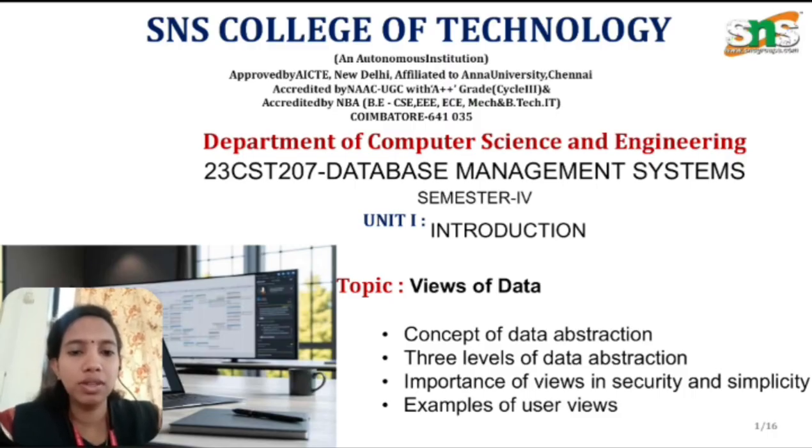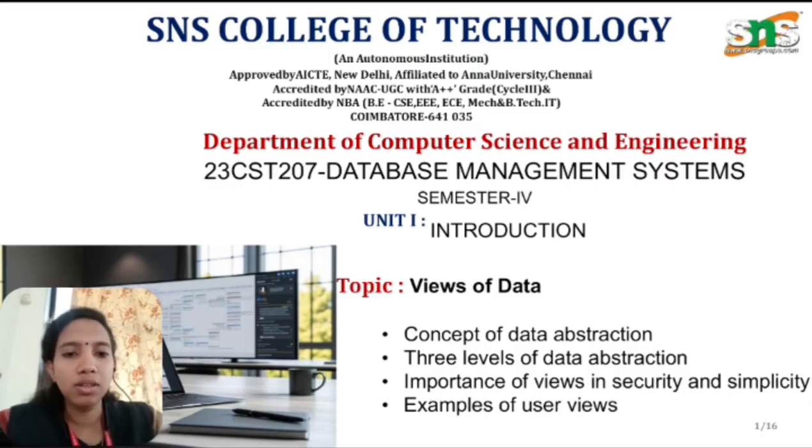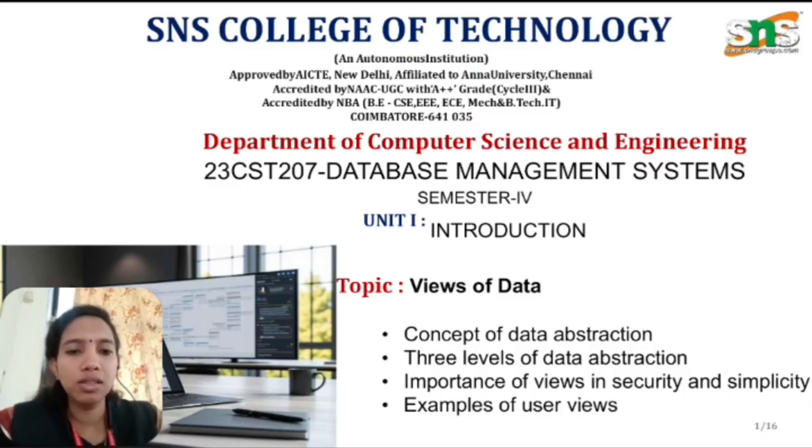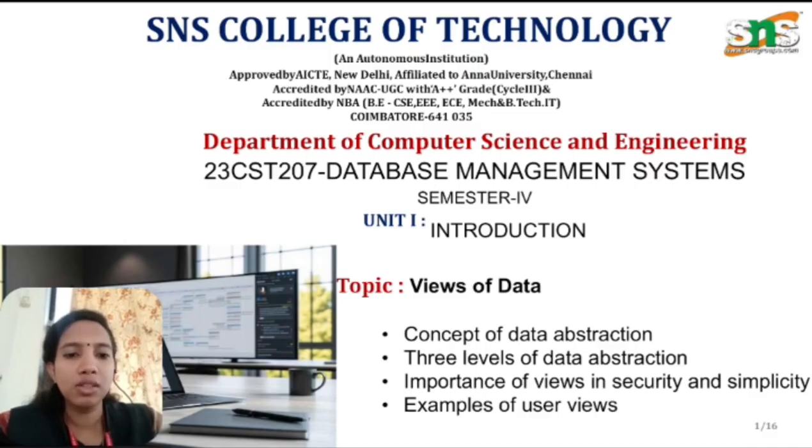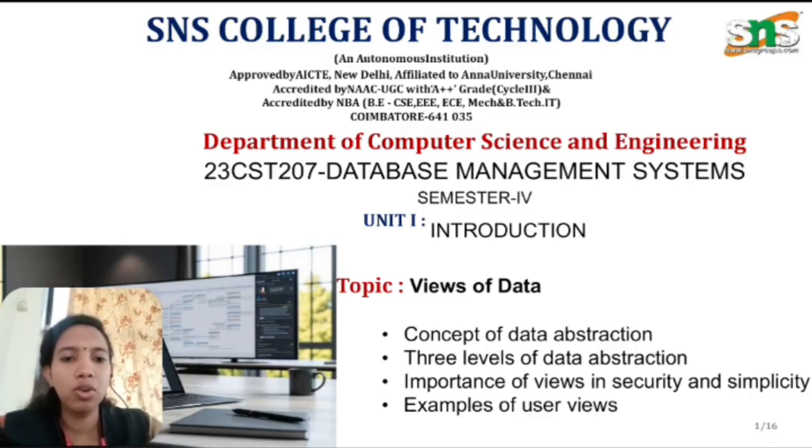Last class we discussed some basics of the database management system. Today we are discussing the views of data or the three schema architecture. The topics we are discussing today are the concept of data abstraction, three levels of data abstraction, then the importance of views in security and simplicity, and examples of user views.